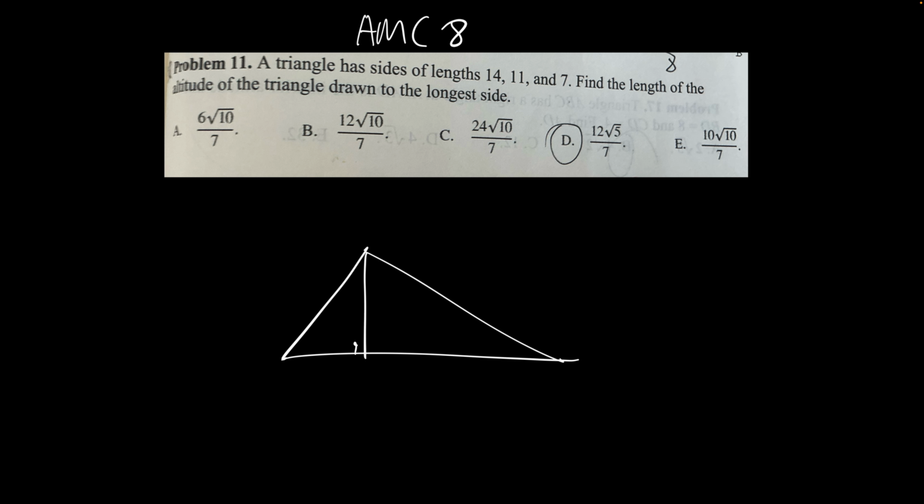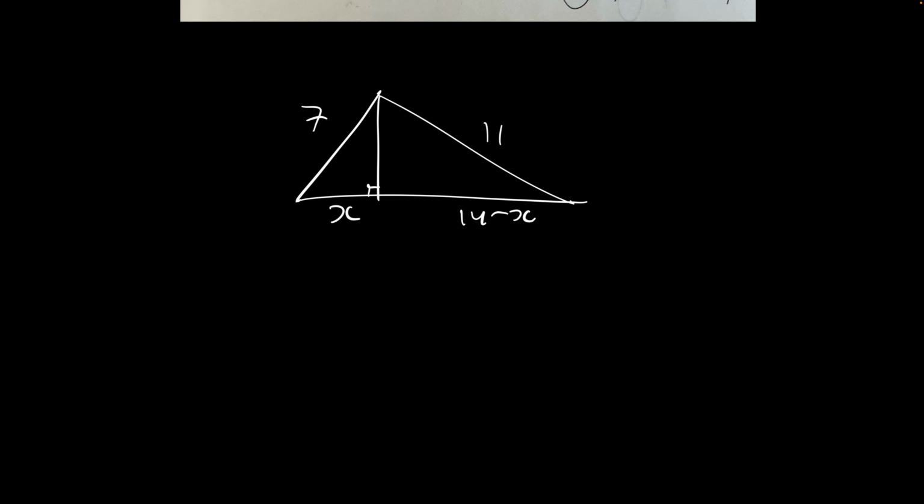This is the altitude. This is x, this is 14 minus x, this is 11, this is 7. Right? We let 7 squared minus x squared equal to this length over here. Let's call it y squared. But since 11 squared minus (14 minus x) squared is equal to the same thing, we have an equation here.